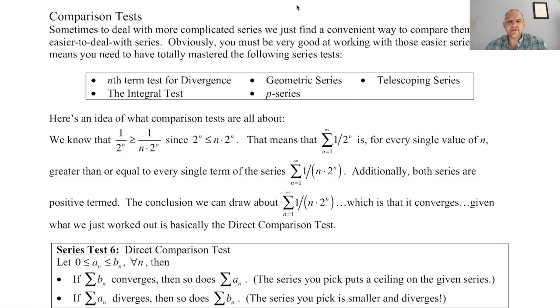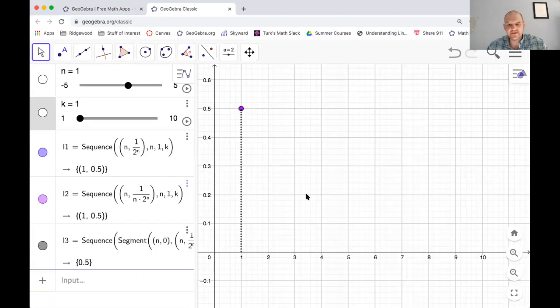Instead, I made this little GeoGebra thing. It's not really hard to visualize this, but what we have here is 1 over 2 to the n and 1 over n times 2 to the n. When n is equal to 1, they're both 1/2. You get the exact same term, and you can see here it's the first term, you get 0.5 for both of them. I'm also drawing a little segment because, for whatever reason, I have trouble vertically aligning things.